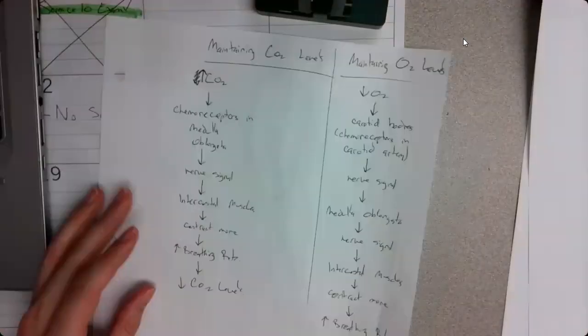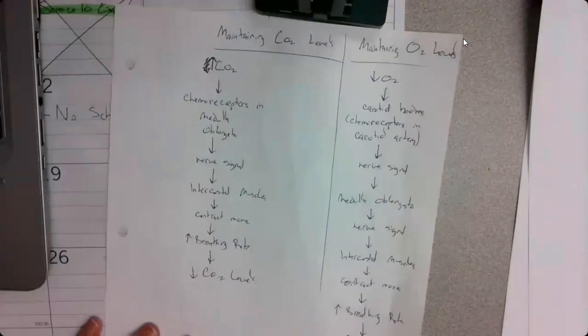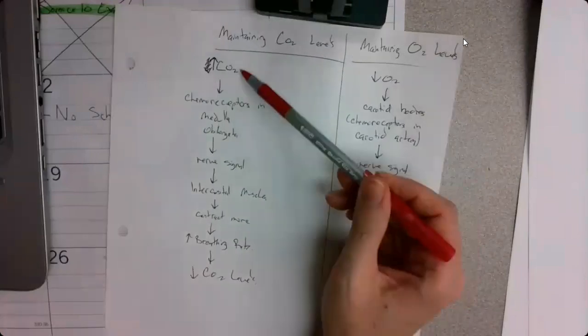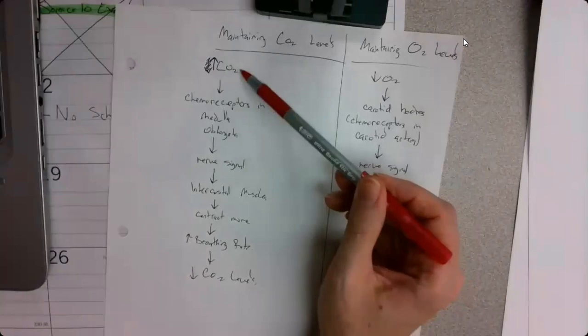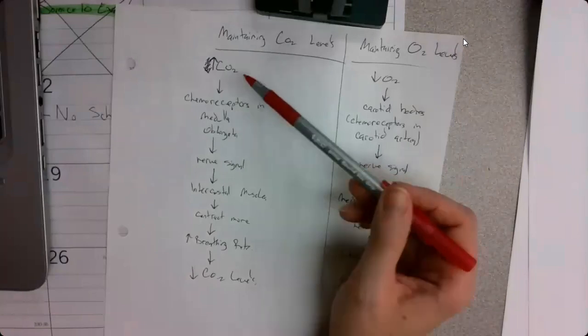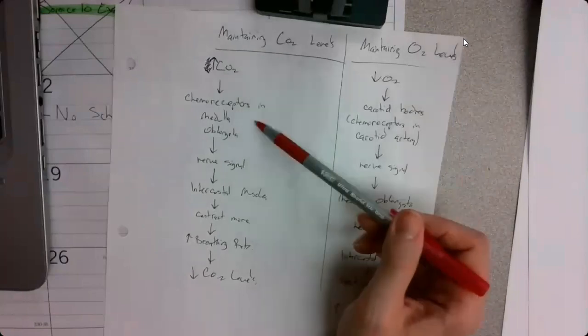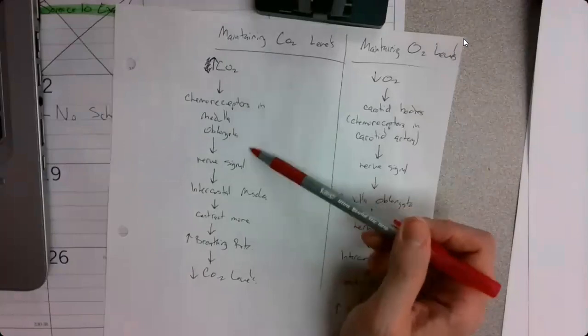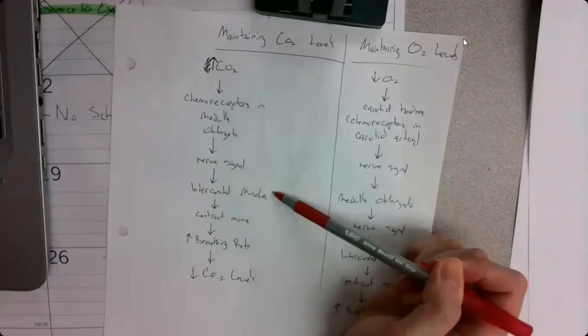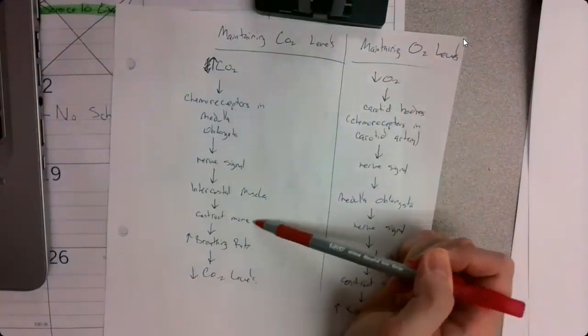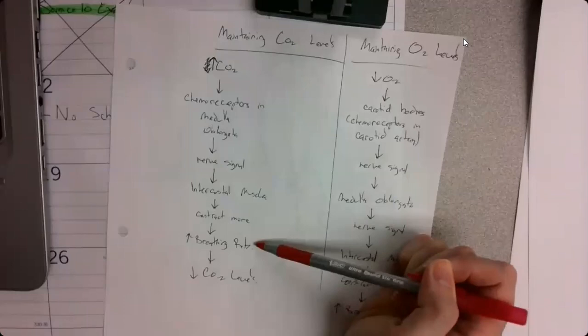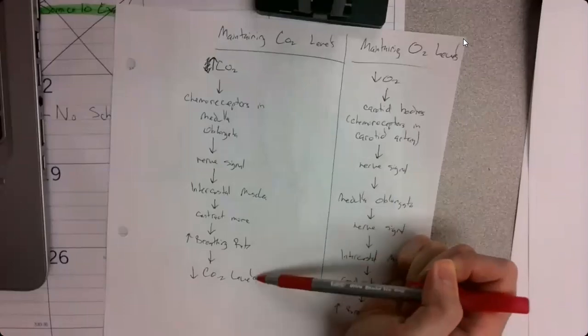In terms of regulating carbon dioxide and oxygen levels, we start off with carbon dioxide. If carbon dioxide levels get too high, that is going to trigger the chemoreceptors in the medulla oblongata. The medulla oblongata then sends a nerve signal to the intercostal muscles, telling them to contract more, which increases the breathing rate, which then lowers the carbon dioxide levels.